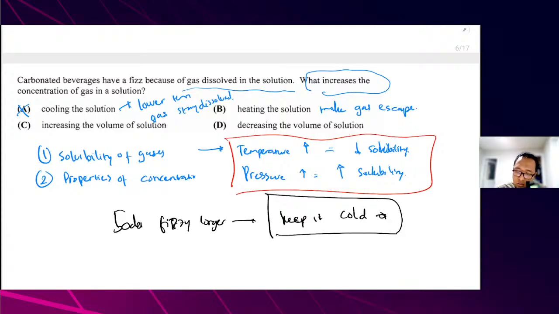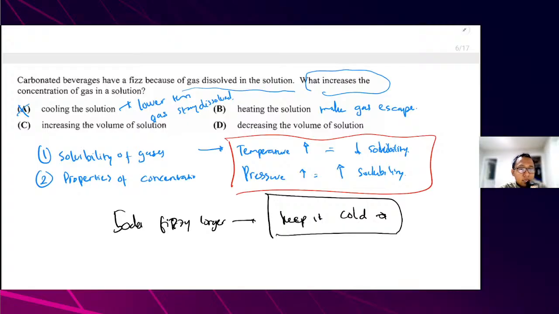What increases the concentration of gas in solution? So to increase the solubility of gas, we need to cool the solution, or we need to increase the pressure.